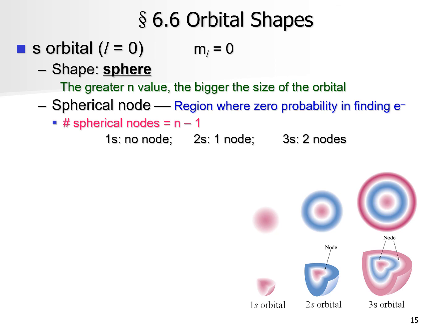The number of spherical nodes is equal to n minus 1. That means if we have 1s, there will be no spherical node. If there's 2s, there will be one node, shown in white. For 3s, there will be two nodes. A node means no probability of finding the electron. I like to emphasize again, it does not necessarily mean that the electron cannot be found anywhere else.